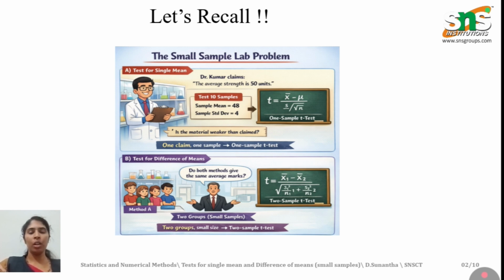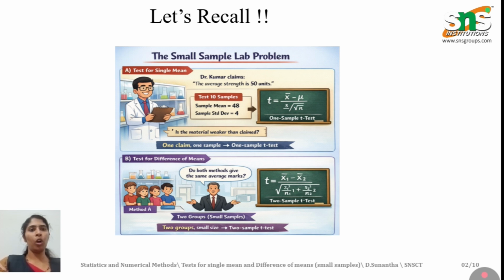First, let us see what is a small sample test. A small sample test is done when the sample size is less than 30. Usually we do tests like the student t-test to compare the mean, difference of mean and single mean, and we do the test like the f-test to compare the variances, and the chi-square test to compare the goodness of fit.